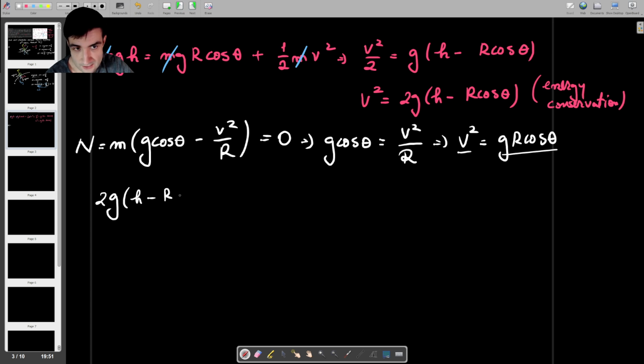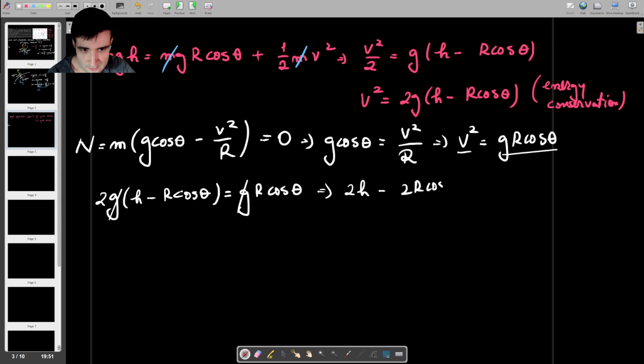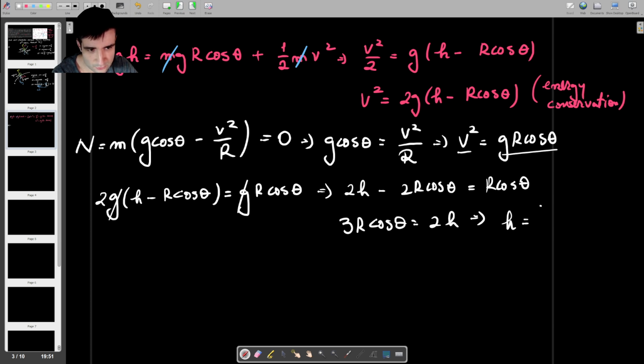So we have 2g(h minus r cos theta) equal to gr cos theta, and then we can cancel out the g's, and we have 2h minus 2r cos theta equal to r cos theta. So we get that 3r cos theta is equal to 2h, which means that h, because it's h that we wanted, if you remember, is 3r divided by 2 multiplied by cosine of theta.